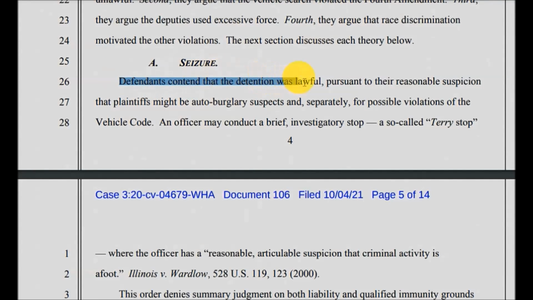Defendants contend that the detention was lawful. They seized someone against the Constitution, and here they are saying, we did the right thing.